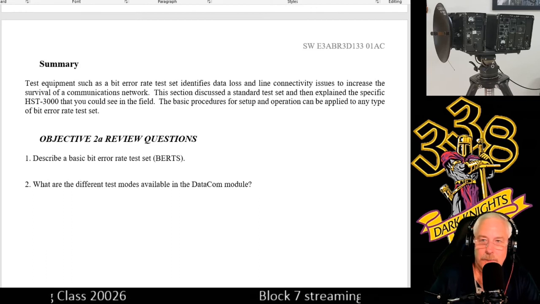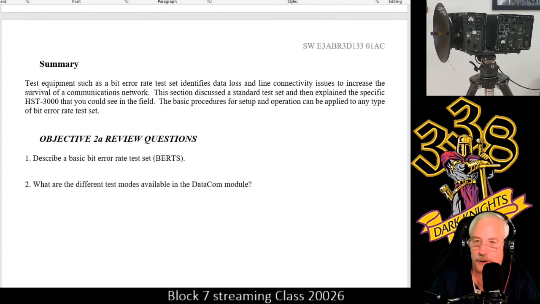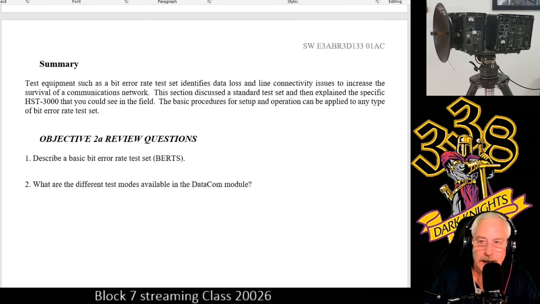And finishing up with objective 2 alpha, we're going to be looking at question number 1. Describe a basic bit error rate test set, better known as a BERTS. It is a testing device that compares a pattern on the receive end with a known pattern from the transmit end. It's going to analyze the quality of signals traveling through the communications equipment.